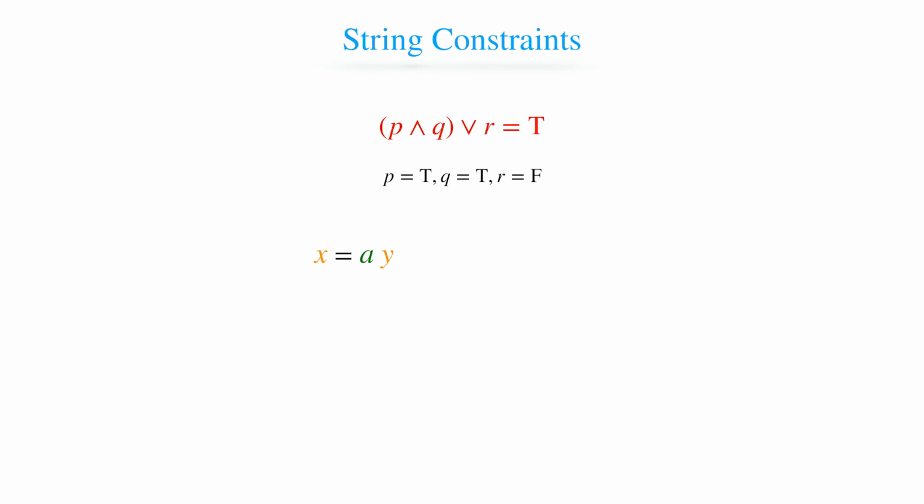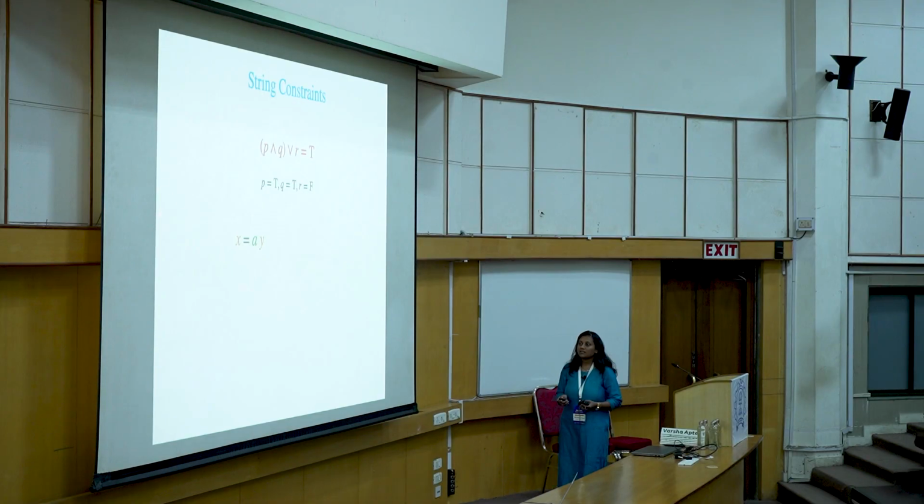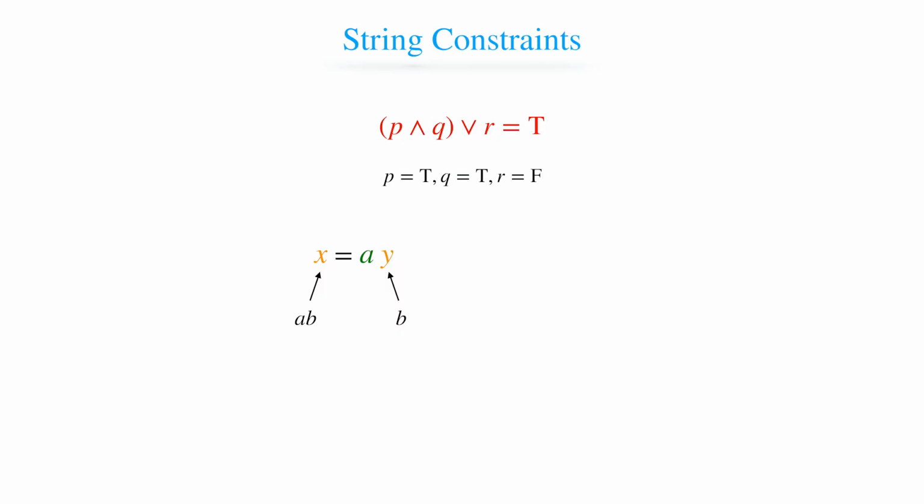If we extend this theory with strings, it is called string constraints. I'll give a simple example here first, then we'll look at the formal definition. This is a very basic string constraint which says x equals ay. Here x and y are unknowns or variables, and a is a constant. If we assign x to be ab and y to be b, we can say that this constraint is satisfied.